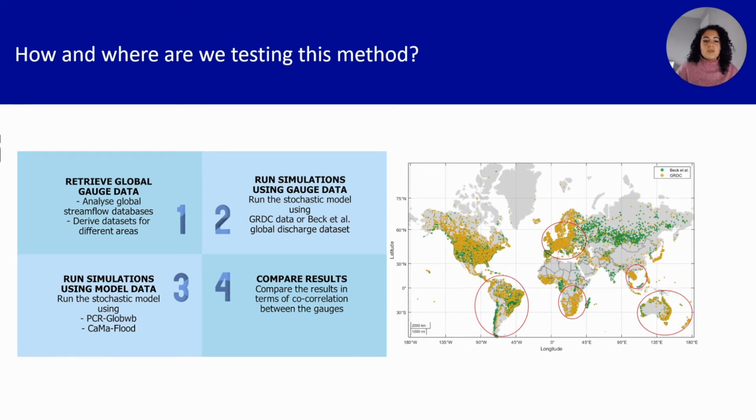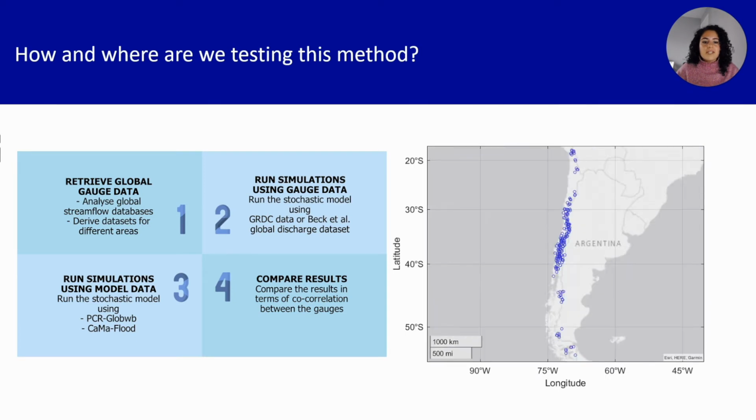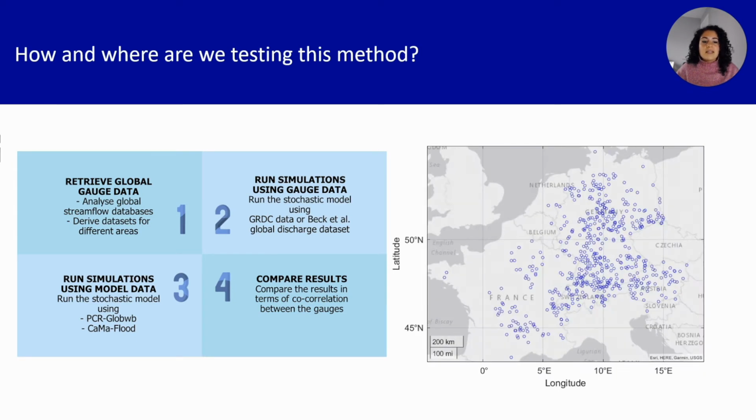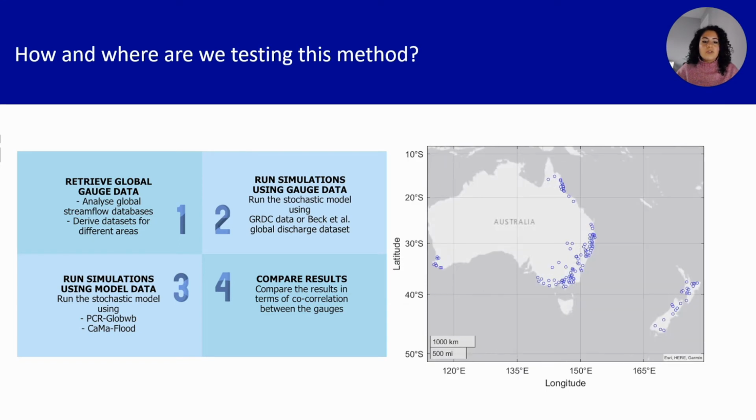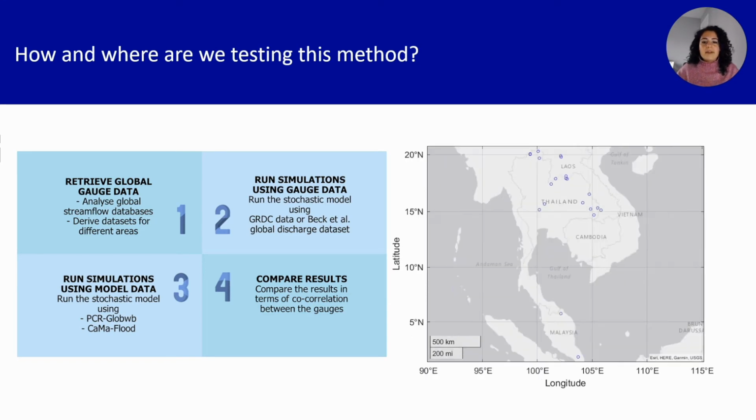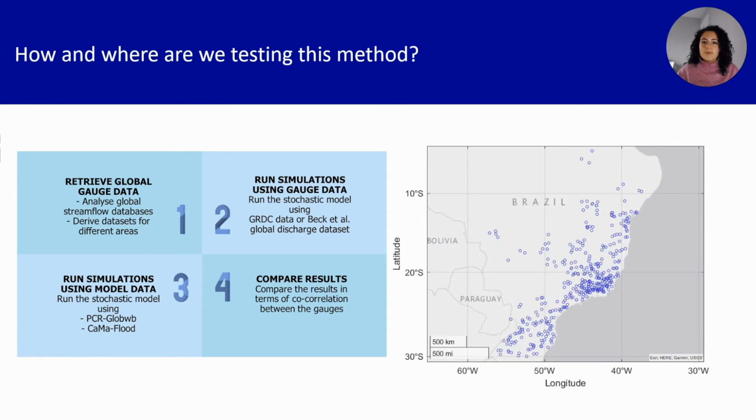After that, simulated flows are extracted at the same locations from global hydrological models, and then they are used as input to the simulations. In my research, I've been looking at 2 hydrological models, PCR-GLOBWB from the University of Utrecht and CaMa-Flood from the University of Tokyo. And finally, the 4th step is to compare the results between the 2 approaches. On the map on the right, we can see the different areas that have been analyzed in this study. The selected case studies are in Australia, Malaysia and Thailand, South America, Africa and Europe.